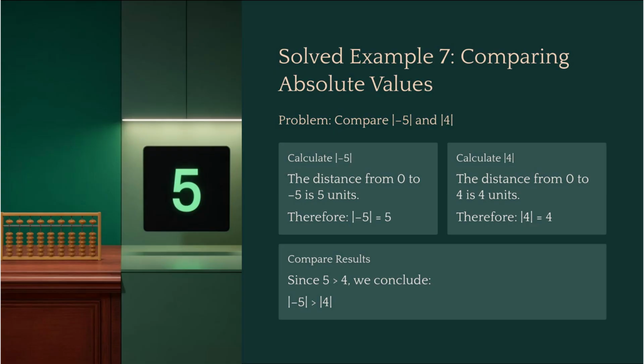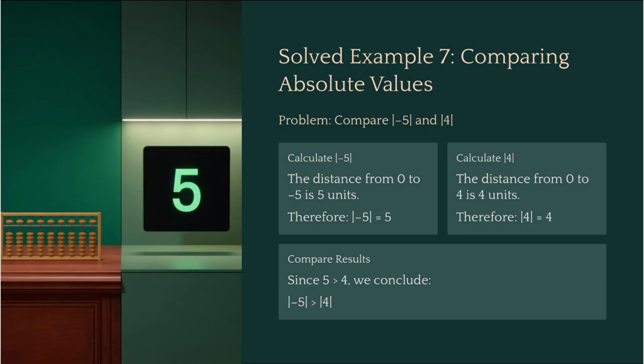The absolute value of -5 is 5. The absolute value of 4 is 4. Now we compare 5 and 4. Since 5 is greater than 4, we conclude that the absolute value of -5 is greater than the absolute value of 4.